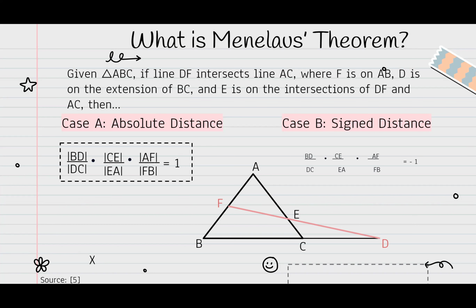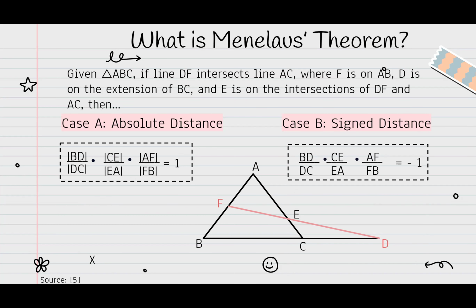And then case B is essentially the same thing, just without the absolute value signs. So we have BD over DC multiplied by CE over EA, multiplied by AF over FB, and that equals a product of -1.